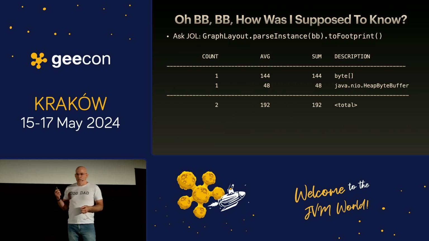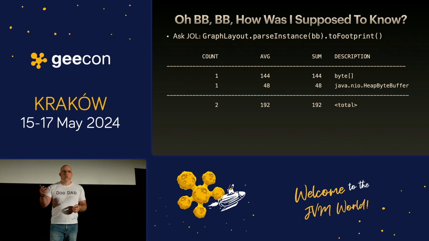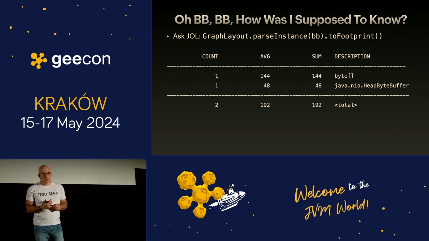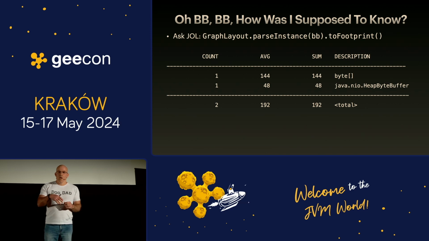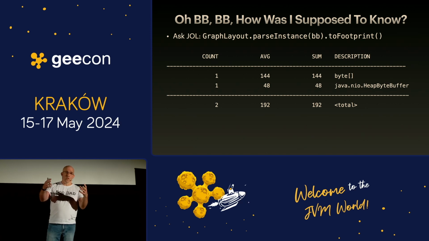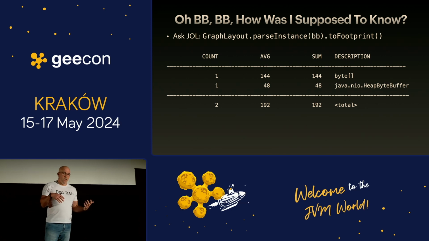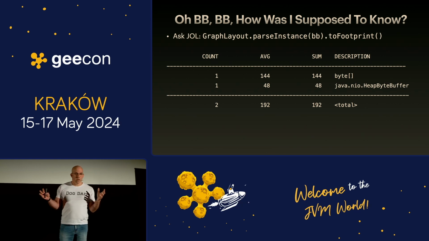The byte buffer, even though the backing data is 128 bytes, if you look, even the array has something like 10% overhead, because an array is also an object. It also has an object header. It has a length. And so 128 bytes become 144 bytes. And then on top of that, we've allocated the byte buffer to hold the array. That's another 48 bytes. And we end up paying 192 bytes for 128 bytes of data. So that's quite the inflation.